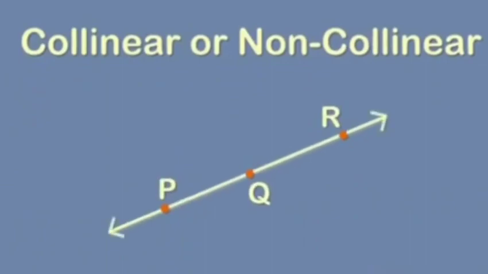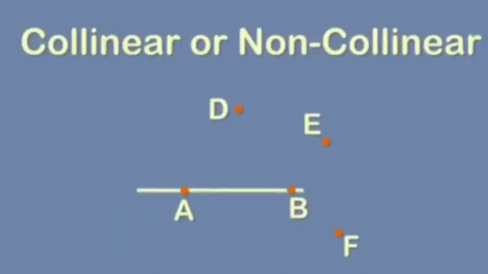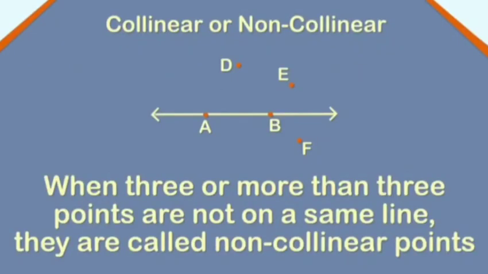When 3 or more points lie on the same line, they are called collinear points. Here P, Q and R are collinear points. But when 3 or more points are not on the same line, they are called non-collinear points. Here the 5 points D, E, A, B and F do not lie on the same line. Hence, they are non-collinear points. Is it clear, children? What are collinear and non-collinear points?